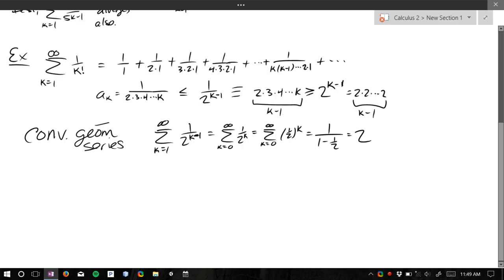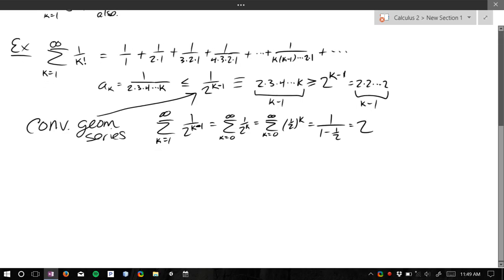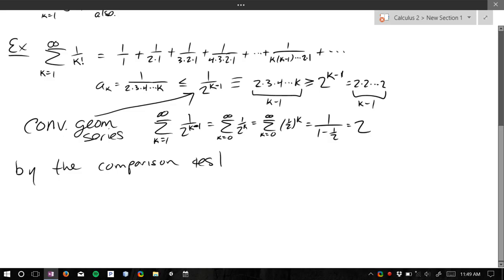So we have something bigger converges. So what can I say about our small series? Also has to converge. So we got one that was bigger, added up to 2. So our series has to add up to something 2 or less, between 0 and 2. So by the comparison test, summation 1 over k factorial, k equals 1 to infinity, converges.